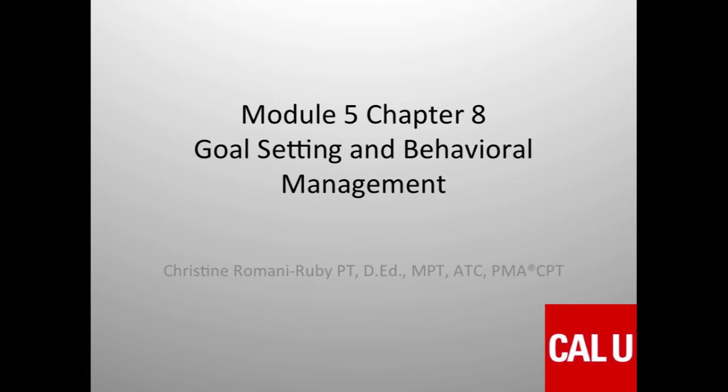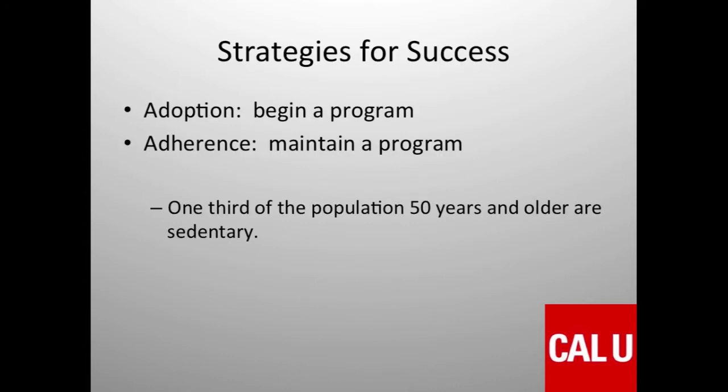Welcome to the lecture for Module 5, Chapter 8, Goal Setting and Behavioral Management. In this chapter, we'll talk about the strategies for success for older adults in activity. One of the first things that we'll talk about is two categories of their success. The first is the adoption, and the second is the adherence. So adoption, of course, is when the client begins the program, and adherence is, of course, their maintenance of the program.